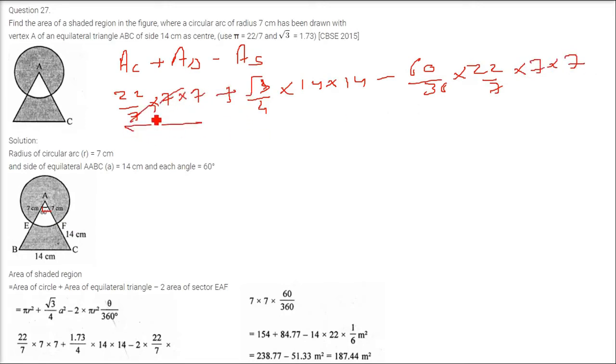So this comes to 154. This comes to 84.77, and this is divided by 360. This comes to 14 into 12. So this is 51.3. So when you compute this, this is going to come as 187.44 meters square.